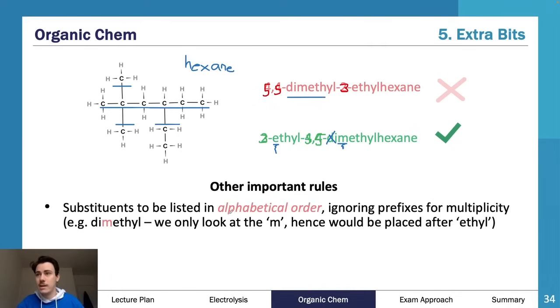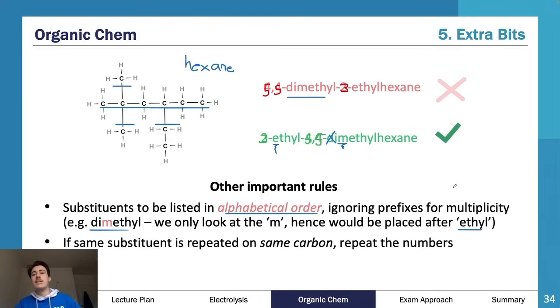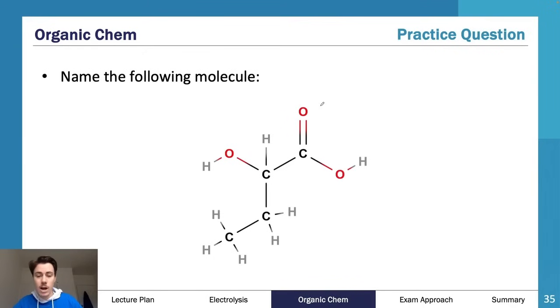So as it says there, you're going to work off the alphabet. Dimethyl, the M, will be placed after the ethyl because E is before M in the alphabet. If the same substituent is repeated on the same carbon, repeat the number. So as you can see there, 5, 5. Don't write 2-dimethyl, write 2,2-dimethyl, or as you can see here, 5,5-dimethyl. Really important.